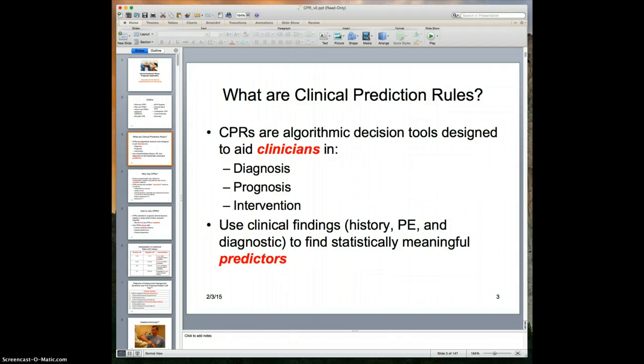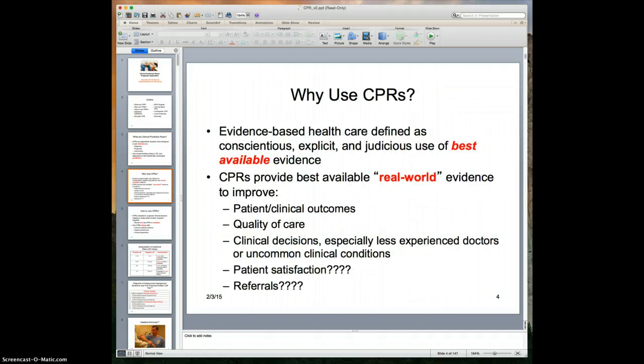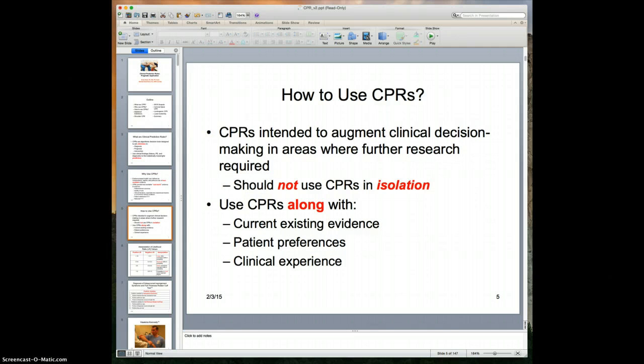Ultimately, when you put these findings together, they're going to have some clinical meaning, or statistical meaning in some cases, that can help you drive decisions. It's a good way of applying real-world evidence to improve outcomes and quality of care. What I really like about it is that it helps that novice, newly experienced doctor drive some clinical decision-making as well. At the end of the day, I want to point out that they should not be used in isolation. You don't want to rely completely on clinical prediction rules to drive everything that you do.